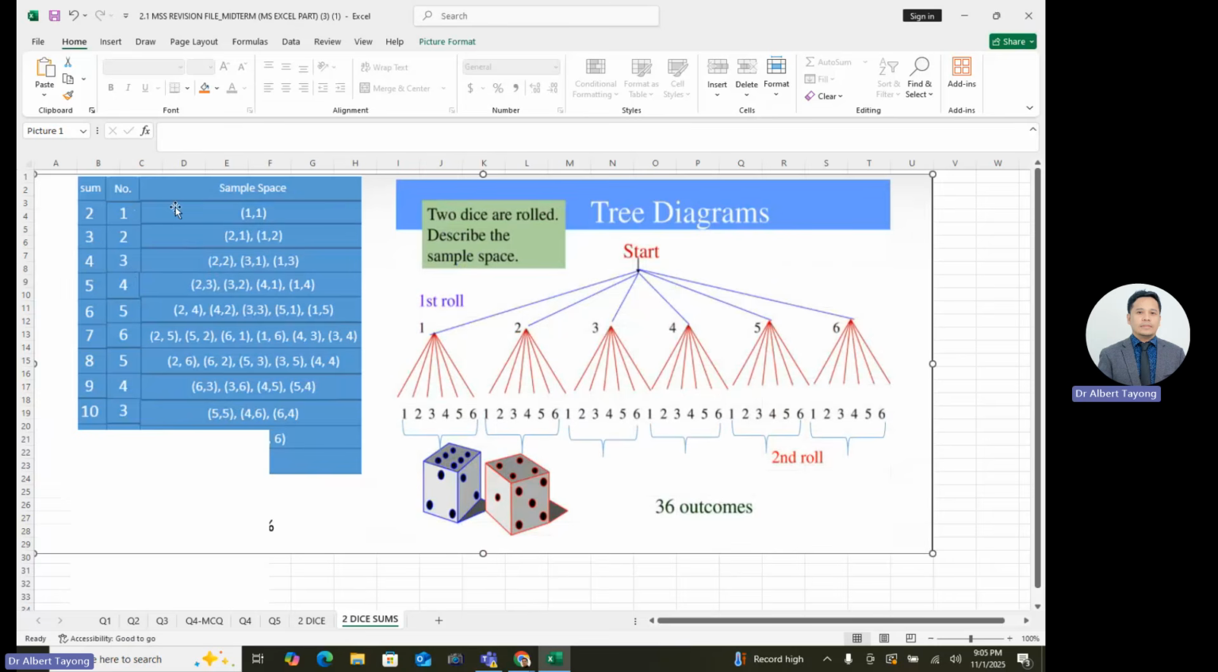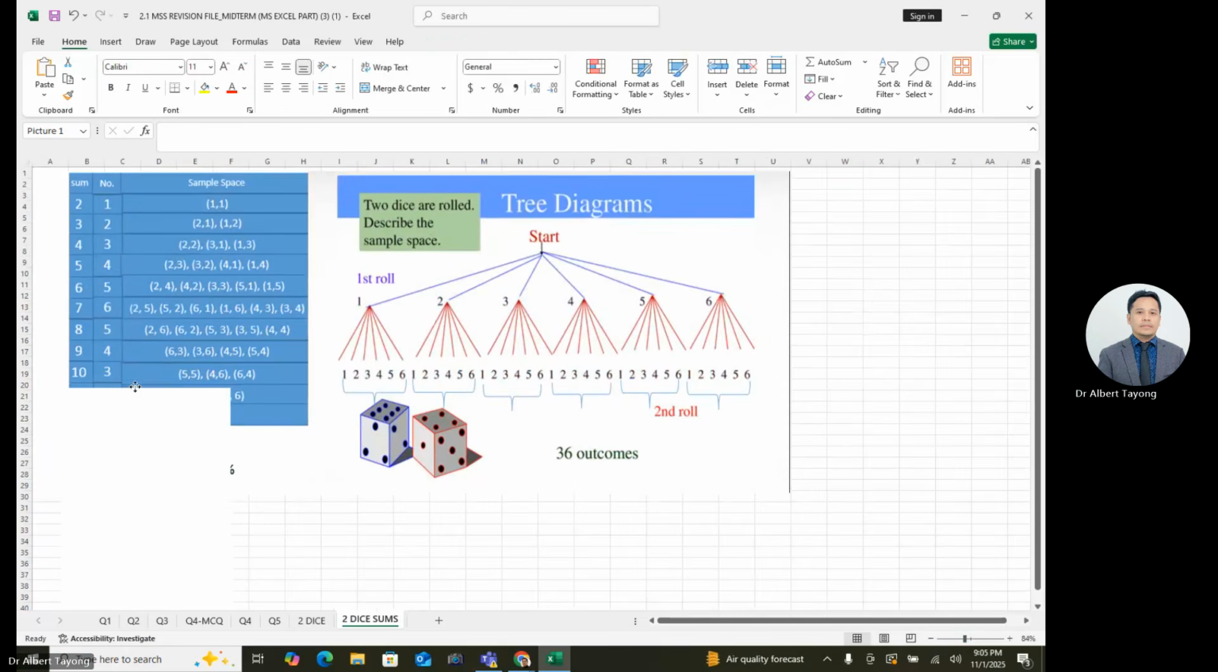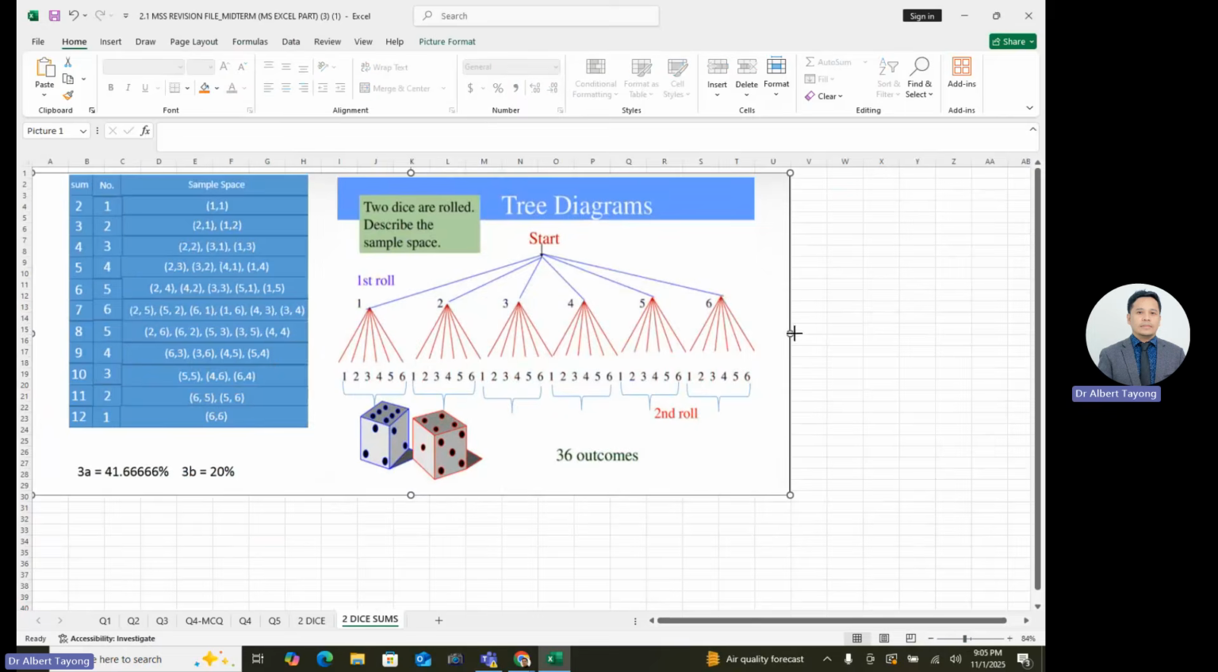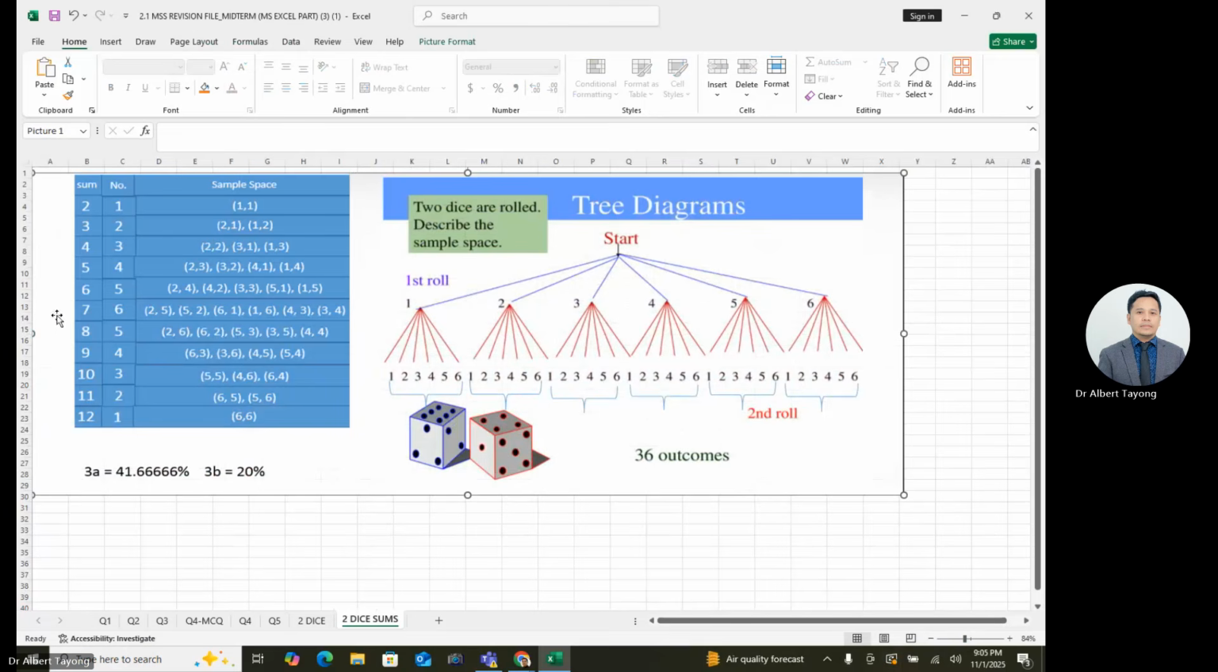So the technique to get the number here on the right is minus 1. Here the sum is 2 minus 1, so the number is 1. 3 minus 1 is 2. 4 minus 1 is 3. 5 minus 1 is 4. 6 minus 1 is 5. 7 minus 1 is 6. That's the highest. And then we have to come back. Let's remove this. And then after 6, it will go down. It will become 5 and then 4, 3, 2, 1.